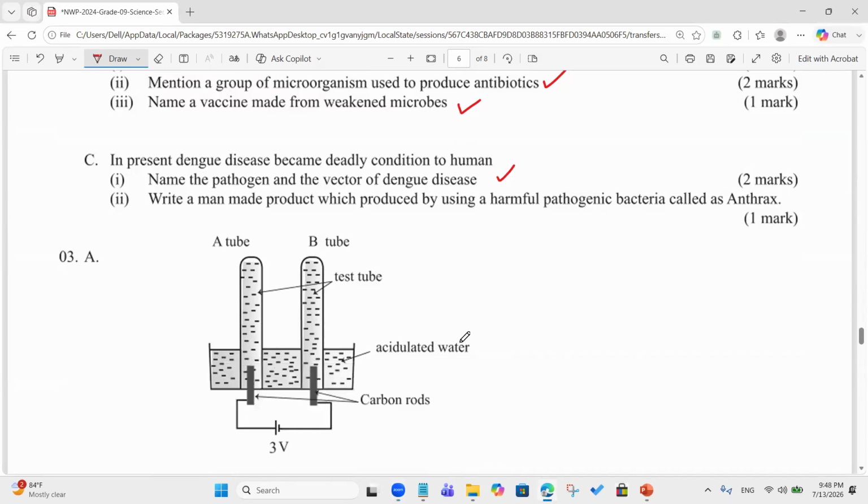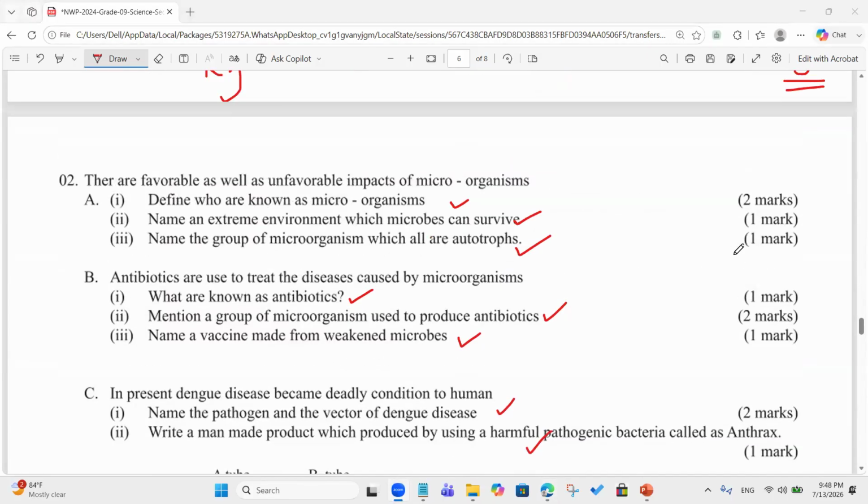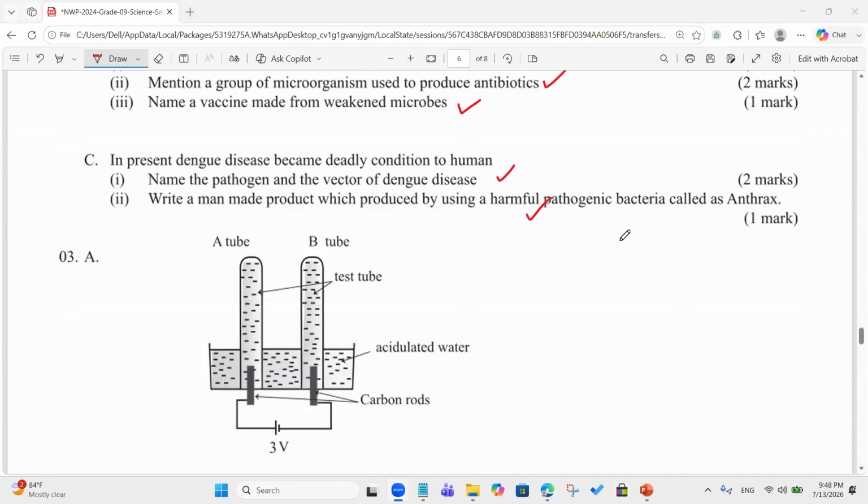2 marks. Write a man-made product produced by using the harmful pathogenic bacteria called anthrax. Biological weapons, correct, right? Take 1 mark. Now you can count how many marks you got out of 11, right? And put your marks here, your marks out of 11. If you got 11 marks, then you can write like this. So this is question number 2.